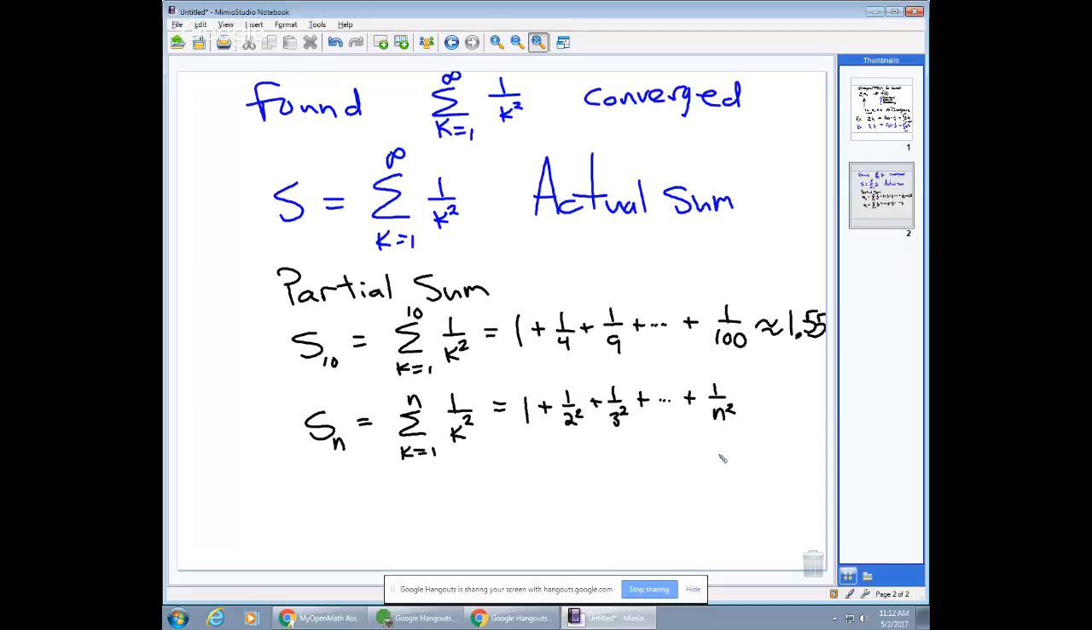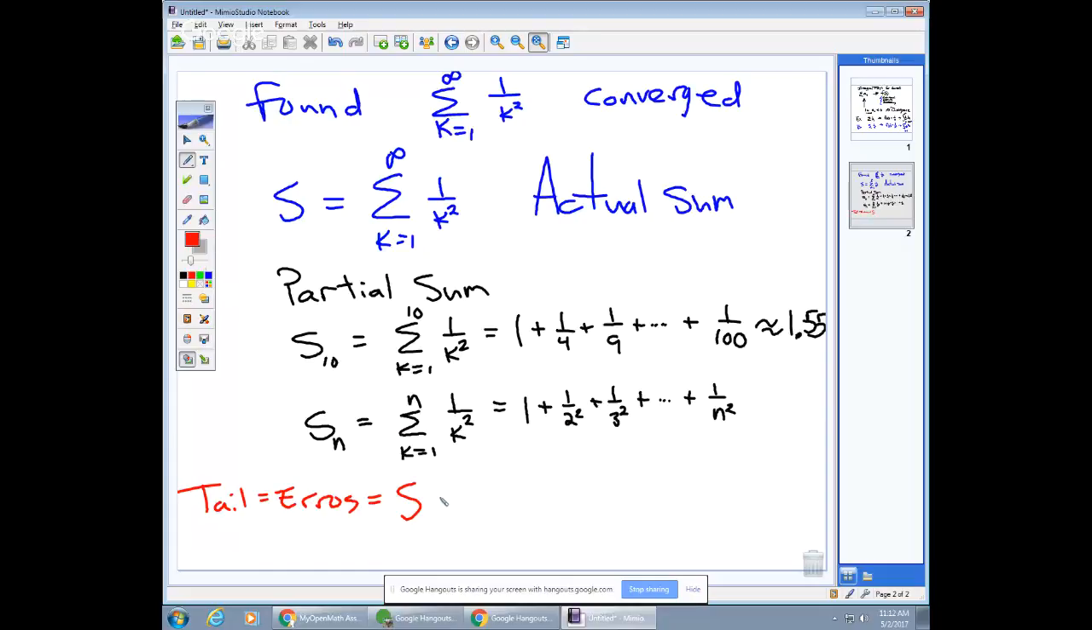Now, the nice thing about these series is that these terms are decreasing. That means every little piece in the tail is getting smaller and smaller. So the farther out I go with n, my tail is getting less and less. But that tail is also important, so I want to talk about that tail a little bit. The tail, better known as the error, is the actual sum minus any partial sum that we take.